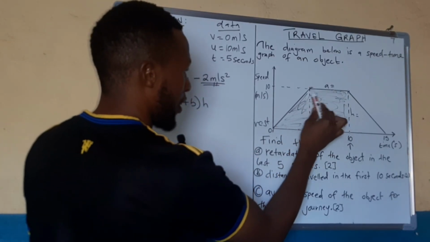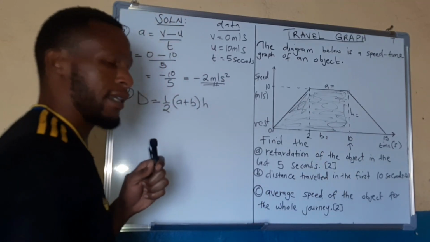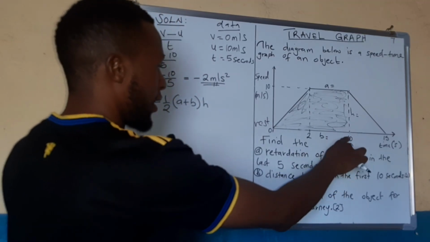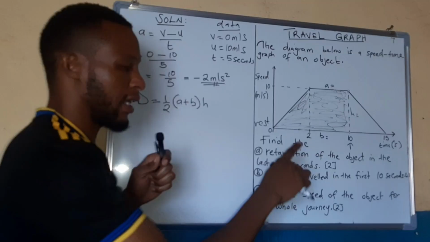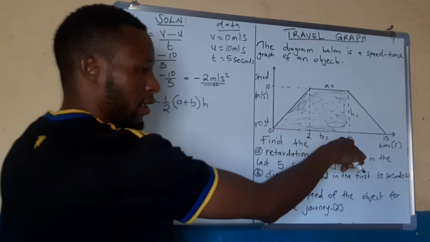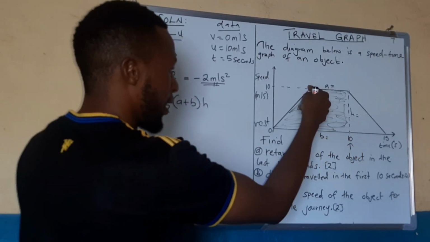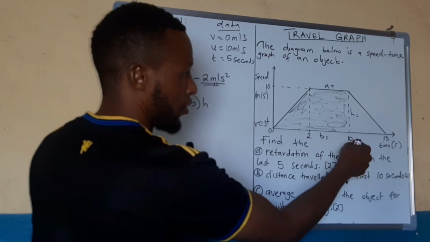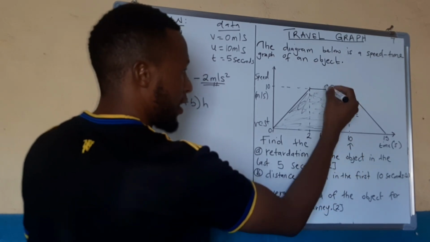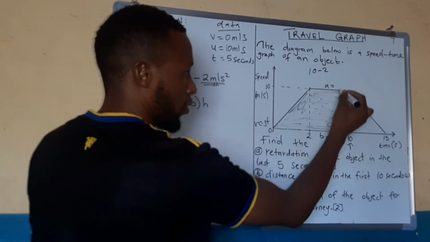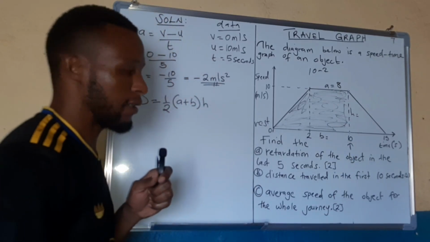Our A from here to here. This is where now learners make mistakes. They'll just get a 10 and add it there, forgetting that this 10 is starting from here to here. So the A is starting from 2 going up to 10. So you take the difference. So that is 10 minus 2, which will give us 8.